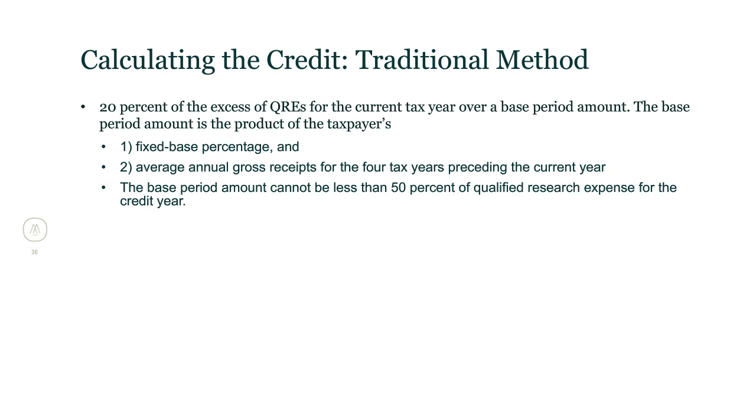It's important to note here that if the company is a little bit older, say they started in the 80s, we may have to go back to the 80s and look at expenditures and gross receipts in those prior year returns. I also want to mention that the base amount cannot be less than 50% of the qualified research expense for the credit year. So in that respect, we're somewhat limited in how low the base amount can go. Obviously, the lower the base amount, the higher the credit that we're going to get as a result.